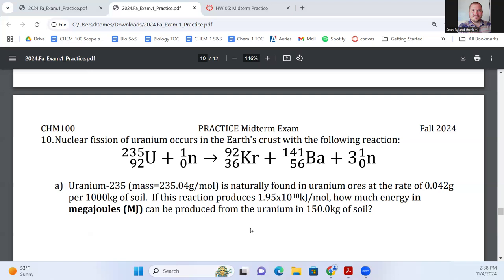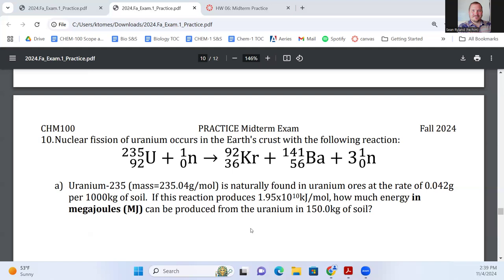So if we start with a mass of soil, we can use kilograms of soil to get to grams of uranium. And if we can get to grams of uranium, we've got this 1.95 times 10 to the 10 kilojoules per mole number. We don't really know necessarily what that means, but we know it could be used as a conversion, right? If we can get to grams of uranium, we can get to moles of uranium. If we get to moles of uranium, we can get to kilojoules. So how are we going to do each of these steps?